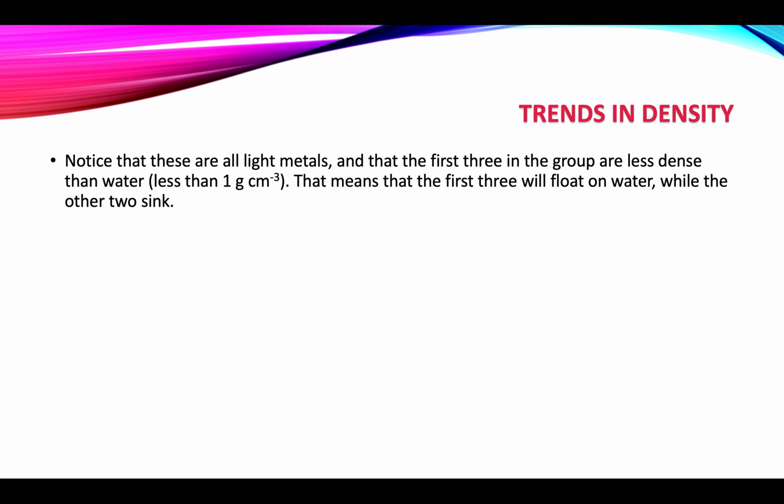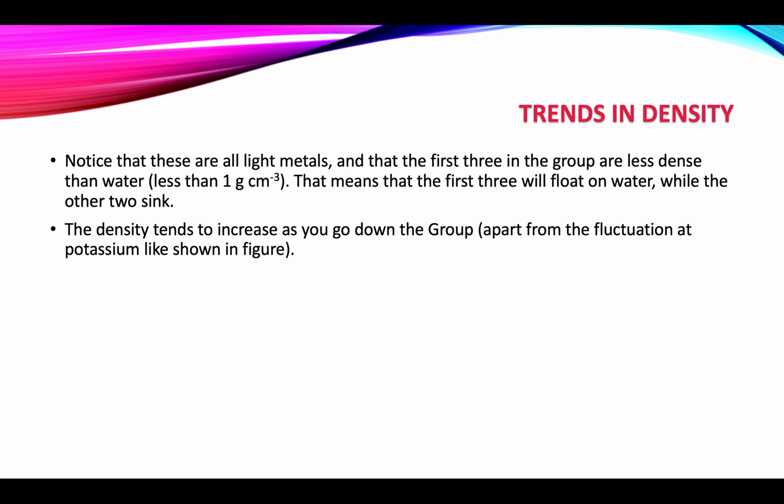Now comes the density. As we know, density is equal to mass over volume. These are light metals, and the first three members of this group are less dense than water. The density of water is 1 gram per centimeter cube. That means the first three will float on water while the other two are heavier and will sink. As density depends upon mass and volume, it is directly proportional to mass and inversely proportional to volume. And we know that in a group, the atomic mass is increasing and the volume is also increasing due to increase in the size of the atoms.